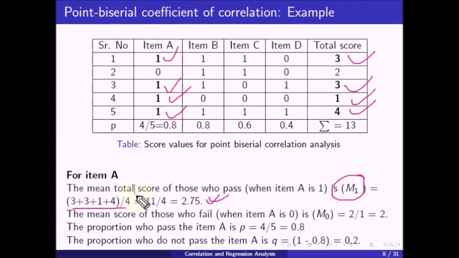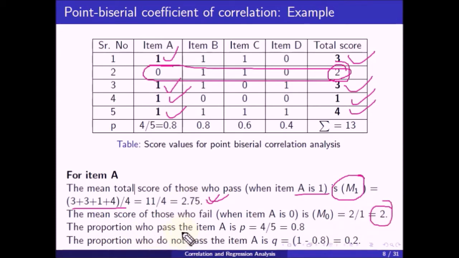Similarly, we need the total score when A is equal to 0. When A is equal to 0, the total score is 2. There is only a single value, so 2 divided by 1 is 2. So we have identified M1 is equal to 2.75 and M0 is equal to 2.